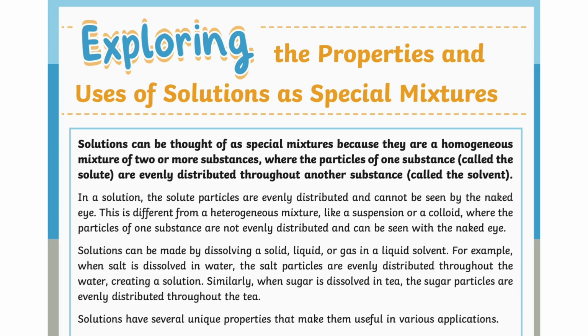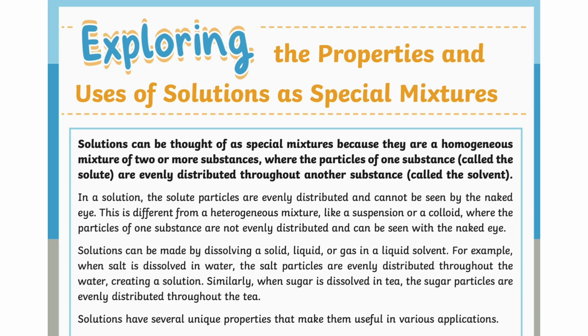Solutions can be thought of as special mixtures because they are a homogeneous mixture of two or more substances, where the particles of one substance, called the solute, are evenly distributed throughout another substance called the solvent. In a solution, the solute particles are evenly distributed and cannot be seen by the naked eye. This is different from a heterogeneous mixture, like a suspension or a colloid, where the particles of one substance are not evenly distributed and can be seen with the naked eye.